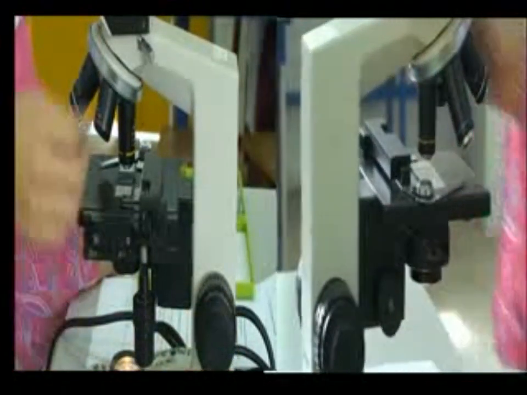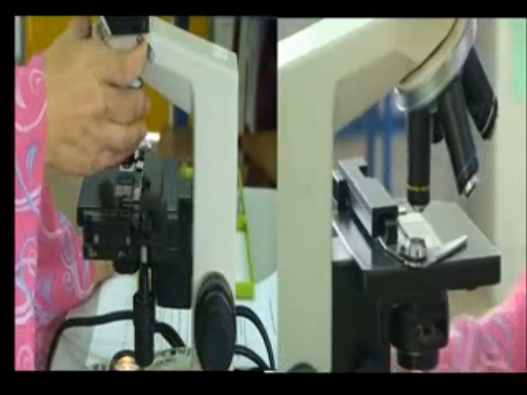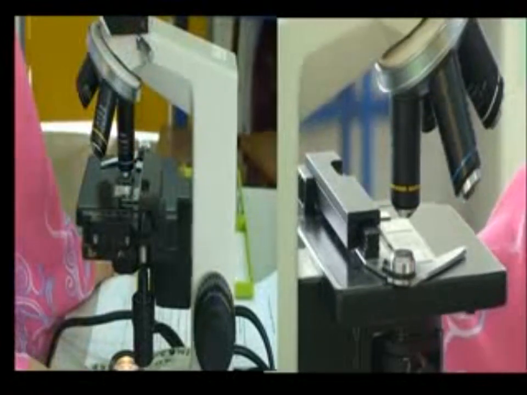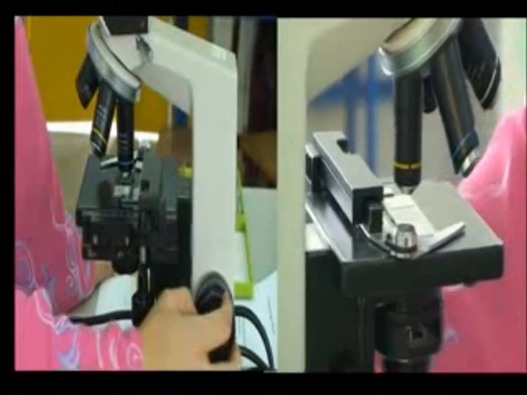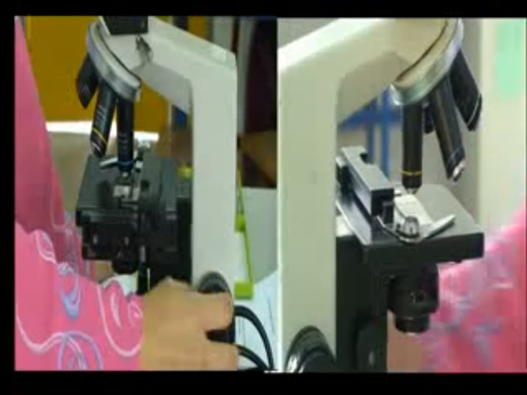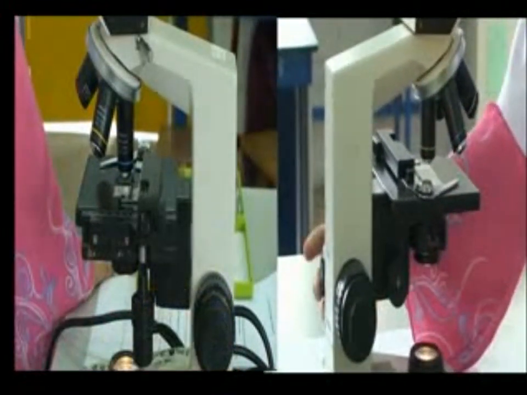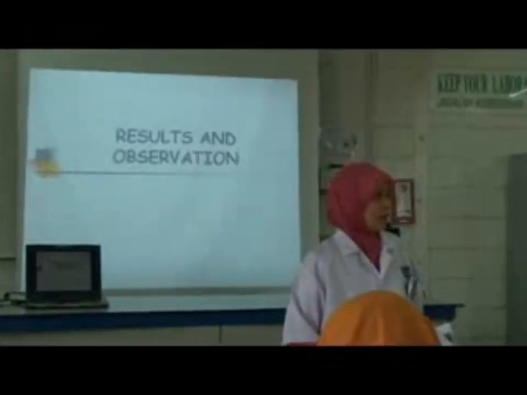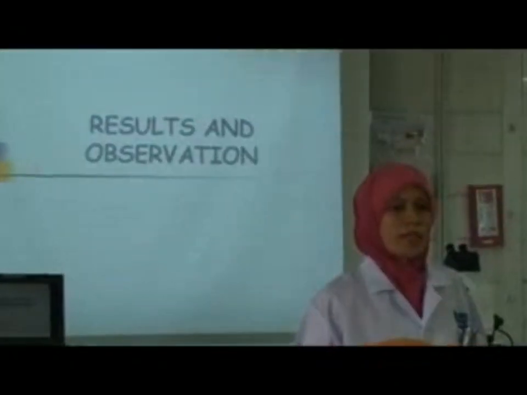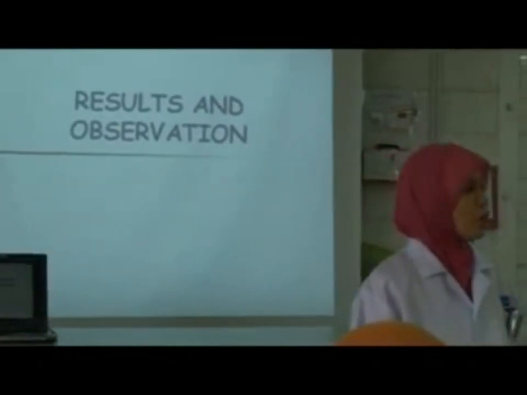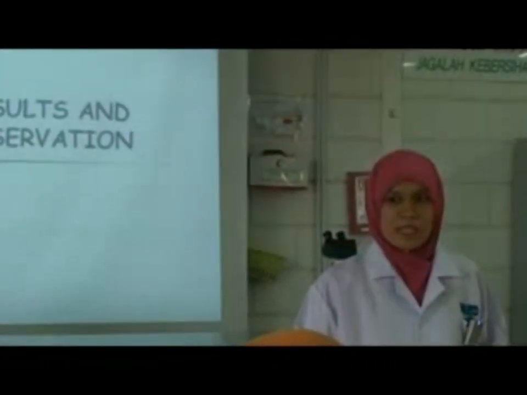Then again switch it over to the 40 times objective lens. Use the fine focus knob to sharpen the image and then draw it. The drawings are required for 400 times only. And before we begin, please put your jotter on the table. I will check them while you are doing your experiment. You may start now.